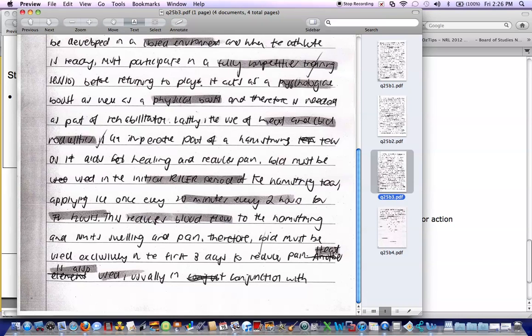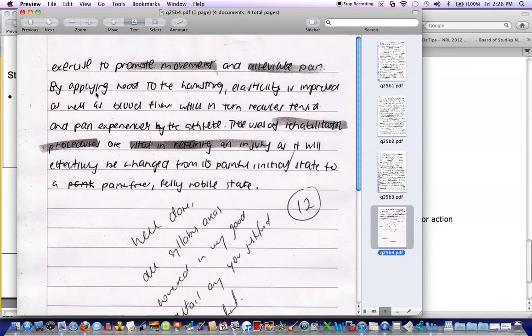Therefore, ice must be used exclusively in the first 3 days to reduce pain. So there's more reinforcing taking place. We go to the final page.